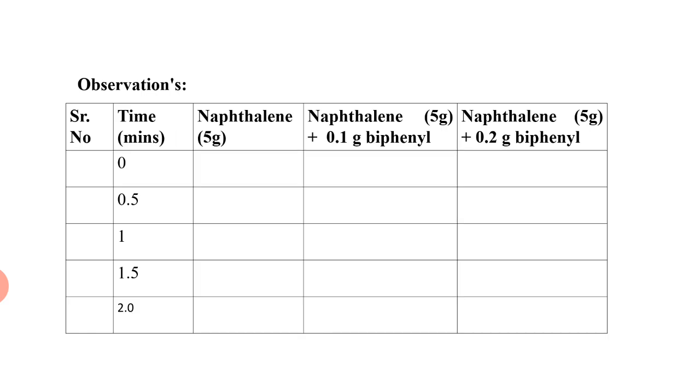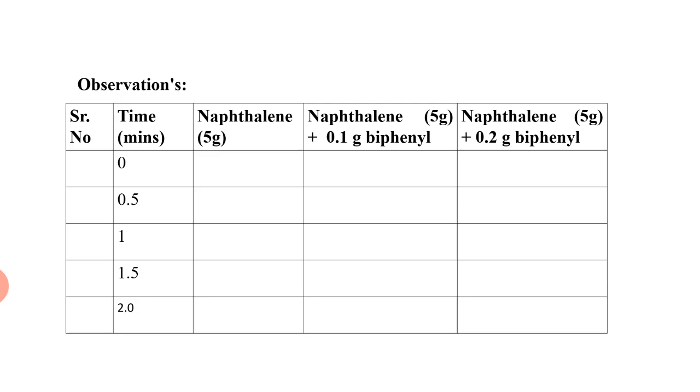Now note down the observations in the observation table. See students, this is the observation table. The first column is the serial number, the second is time in minutes, next is 5 gram of naphthalene, which is common. Now naphthalene plus 0.1 gram of biphenyl, naphthalene plus 0.2 gram of biphenyl. We have to repeat this experiment 3 times.